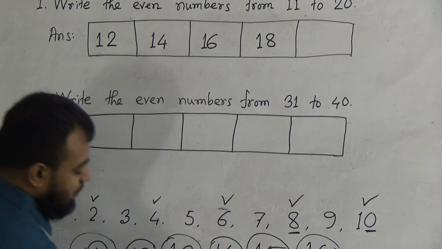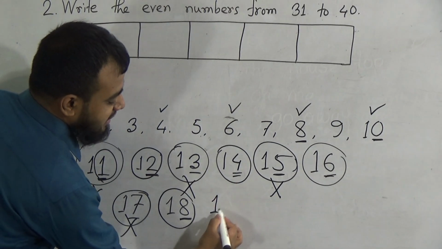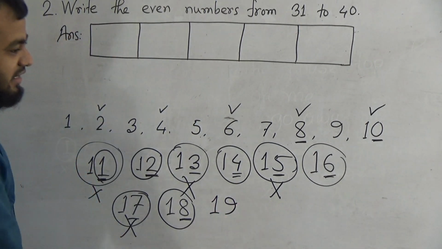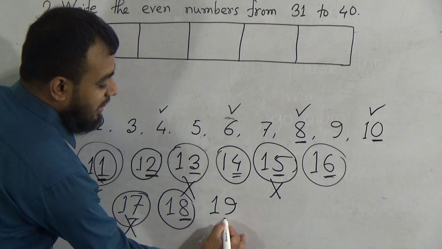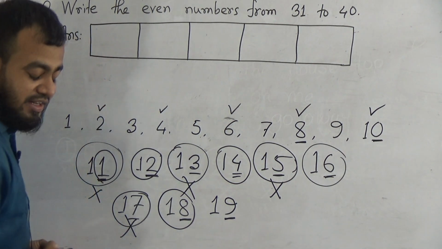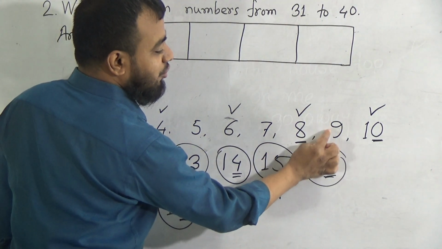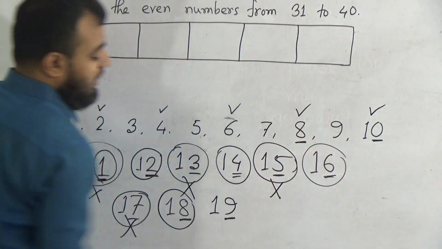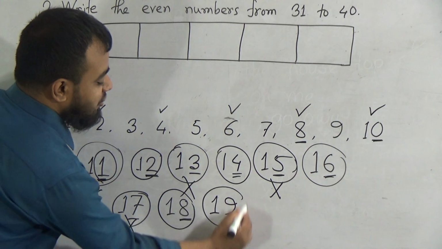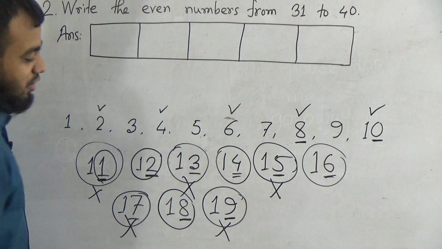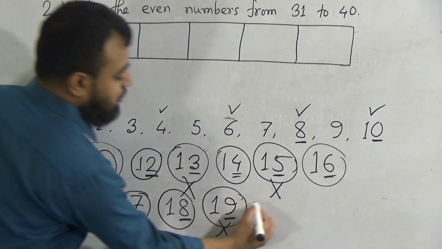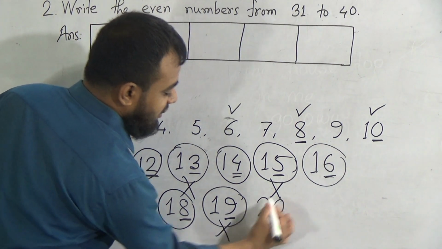After 18 we have the number 19. My dear students, 19 can't make a pair because we have 9 on the right side. In 19 we have 9 on the right side, and 9 can't make a pair. That is why 9 is not an even number. So we can tell that 19 is not an even number. Then after that we have the number 20, which is the last number for this question.